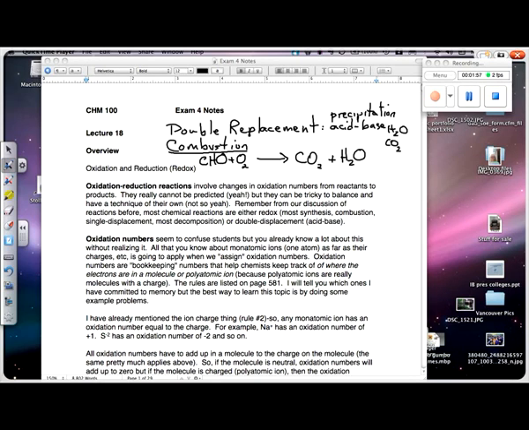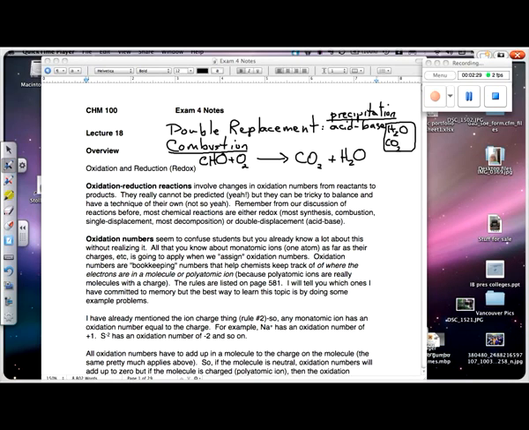The driving force for these double replacement reactions is the formation of a solid, in the case of the precipitation reactions, or the formation of these stable molecular compounds, in the case of acid-base reactions. In double replacement reactions, there is no change in charge. No electrons are transferred between reactants. That's not necessarily true in combustion, and we are now going to talk about the other type of reactions.